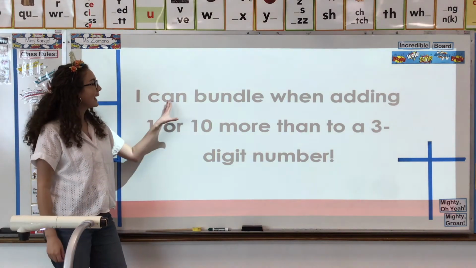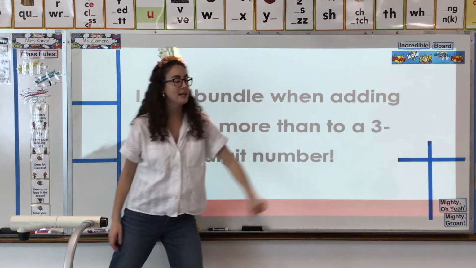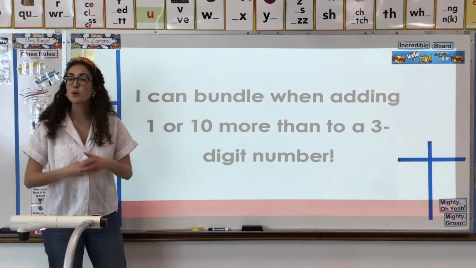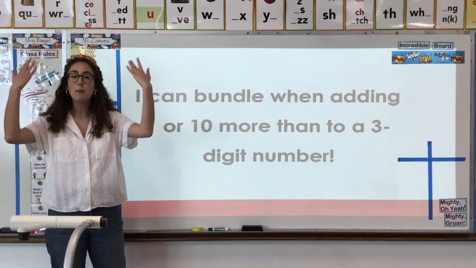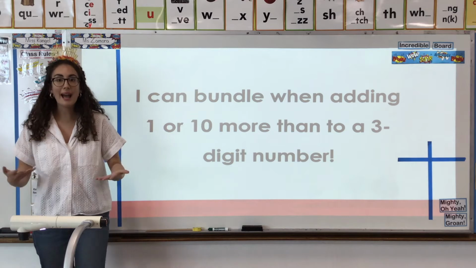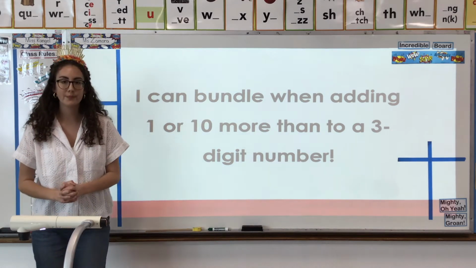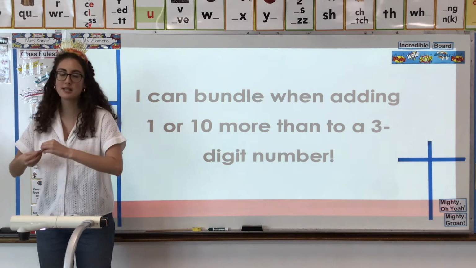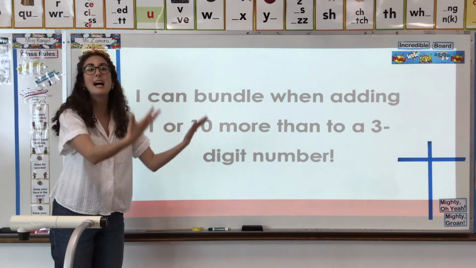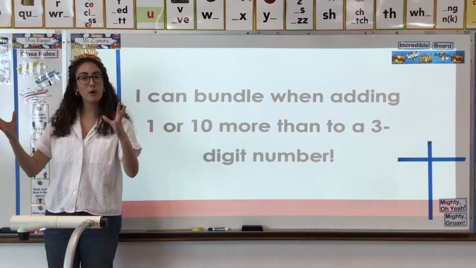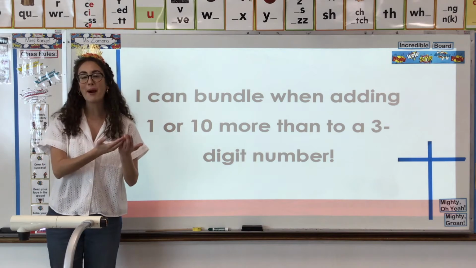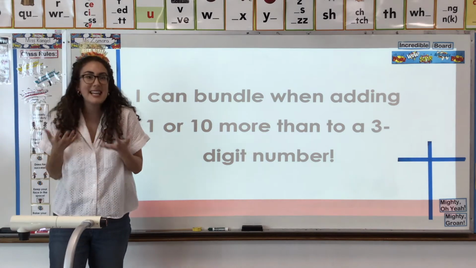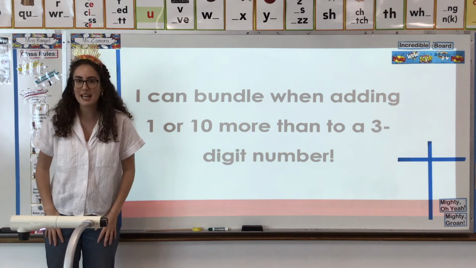It says, I can bundle when adding 1 or 10 more than to a 3-digit number. So we're still going to be practicing finding 1 or 10 more than a number, and the instances when adding that is going to require us to bundle. But what's going to be a little different today from yesterday is we're only going to be changing part of our number. Yesterday we were changing the entire number when we bundle, but sometimes we only bundle part of the number and some other part stays the same. So we're going to learn today how to bundle but keep others the same in the exact same number. But we'll get to see what I mean in just a second.